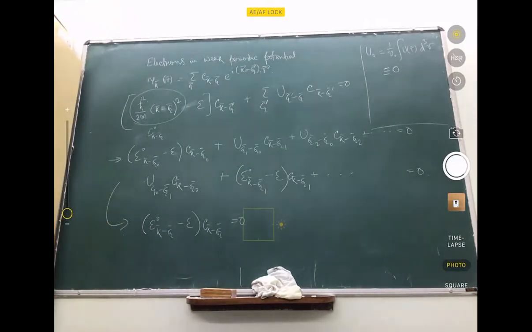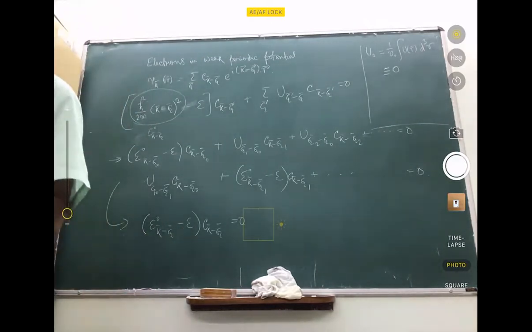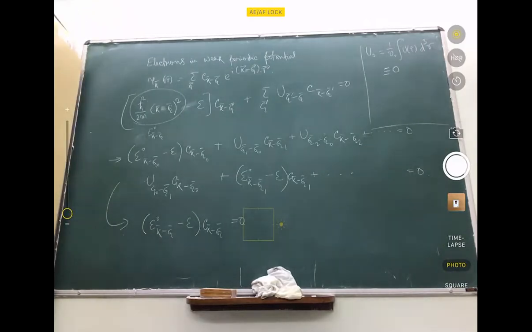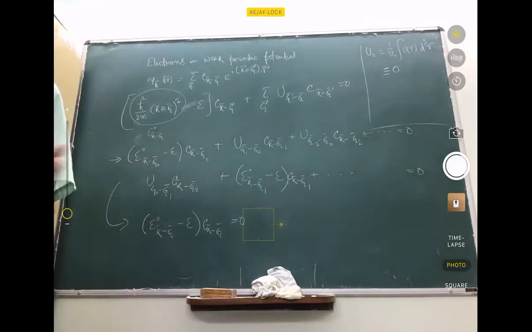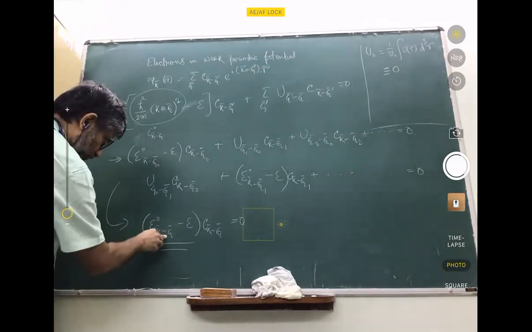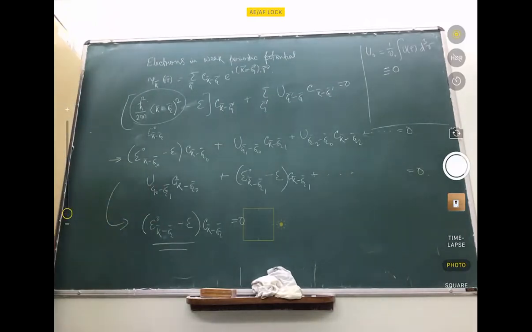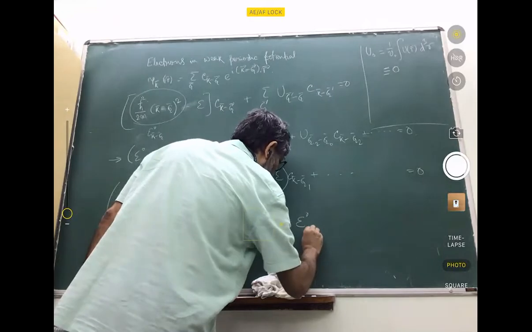Now, suppose there are no degeneracies, in the sense that for a given K, the energy of the K minus G state is not equal to the energy of any other K minus G prime state. So there are no such degeneracies. Now, if there are no such degeneracies, then only for a particular G will I have this term equal to 0. So in that case, epsilon would simply be epsilon naught K minus G.